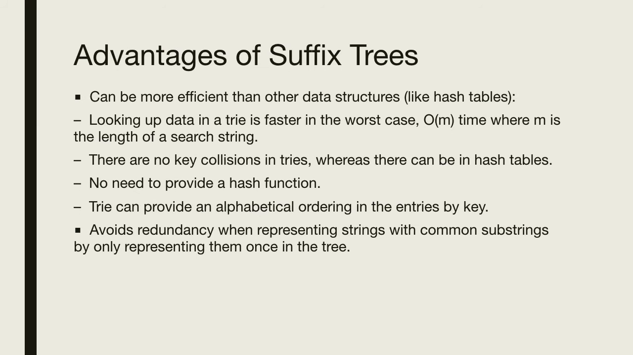Since suffix trees are a type of trie, they share the same advantages and disadvantages. For example, they can be more advantageous than other data structures like hash tables in the following ways. Looking up data in a trie is faster in the worst case, O of m time, where m is the length of a search string. There are no key collisions in tries, whereas there can be in hash tables. There's also no need to provide a hash function, and a trie can provide an alphabetical ordering of the entries by key. Furthermore, tries avoid redundancy when representing strings with common substrings by only representing them once in the tree.